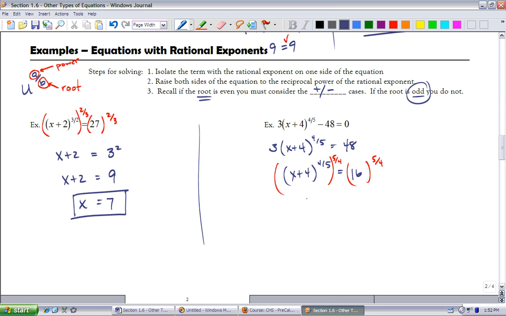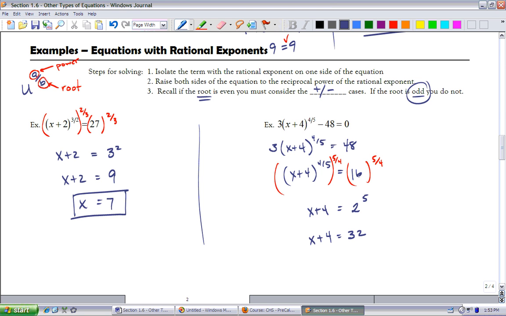That will cancel out our exponent on the left, leaving us with just x plus 4 equals. Now, again, do I want to take 16 to the 5th power? Probably not, but I can take 16 to the 4th power pretty easily. I'm sorry, the 4th root of 16. The 4th root of 16 is 2, so I really have 2 to the 5th power here, and that seems like a mess, but it's really not that bad. Just think of it, 2 times 2 times 2 times 2 times 2 is actually 32.